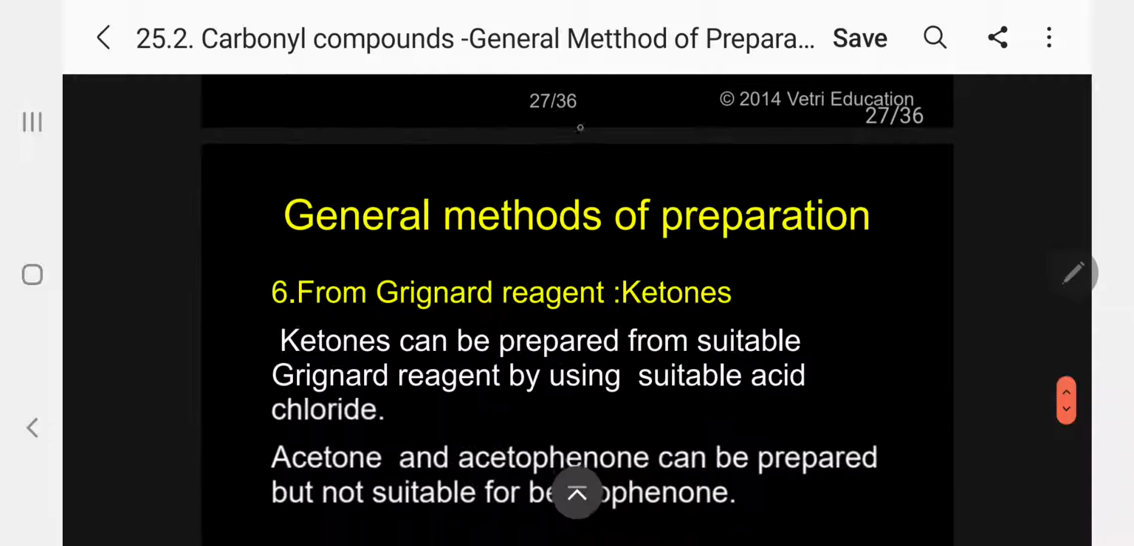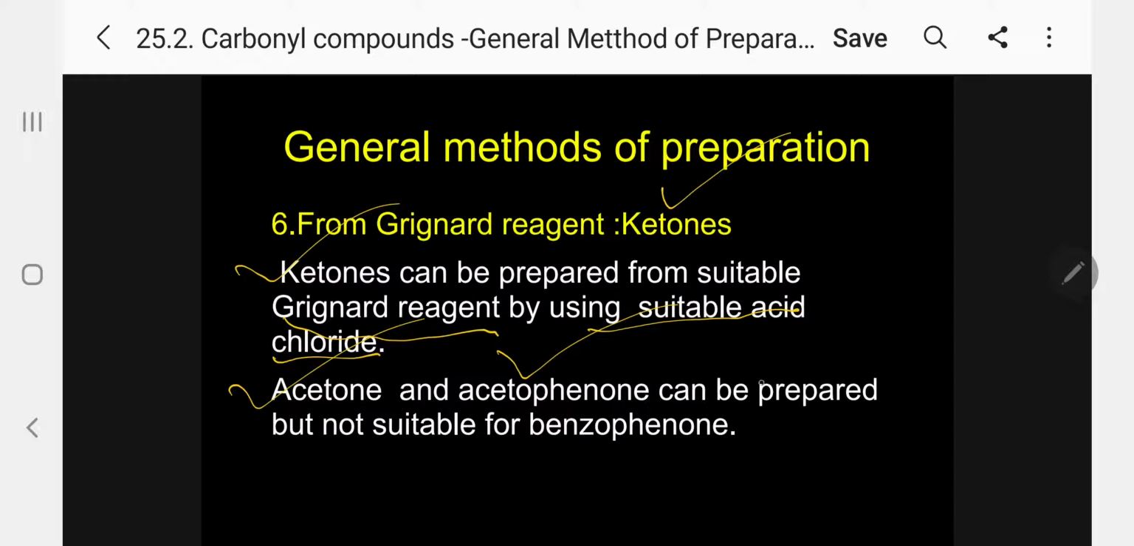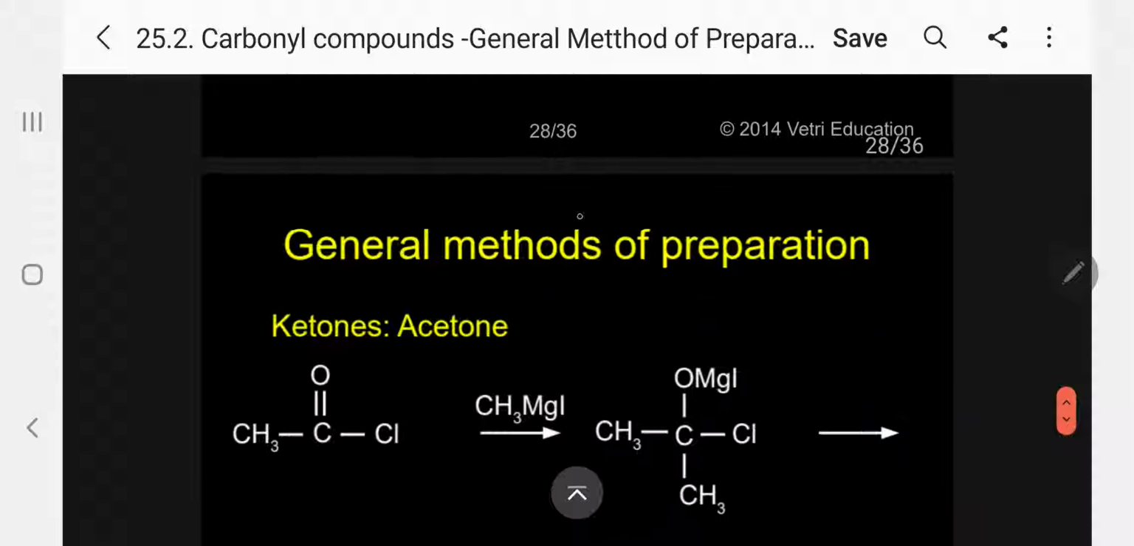The next one, ketones. From Grignard reagent, ketones can also be prepared. But in this case, only acid chloride we use. Ketones can be prepared from a suitable Grignard reagent by using a suitable acid chloride. Acetone and acetophenone can be prepared, but it is not suitable for benzophenone because of its bulky nature, steric effect. So only acetone and acetophenone can be prepared by this method.